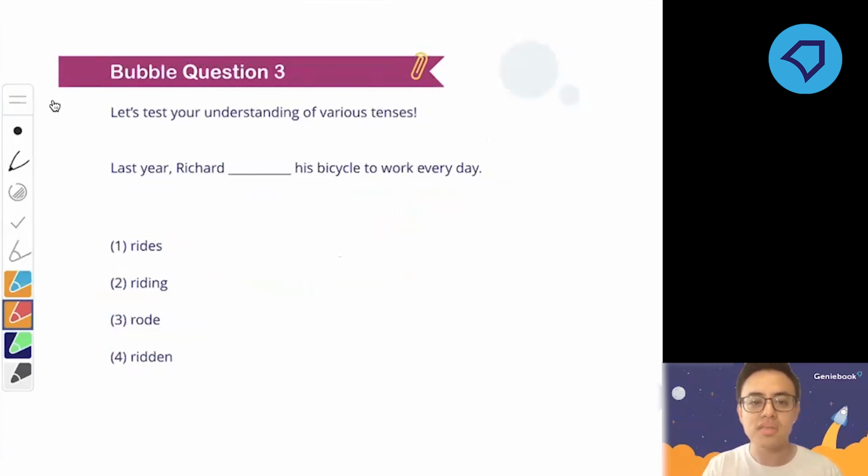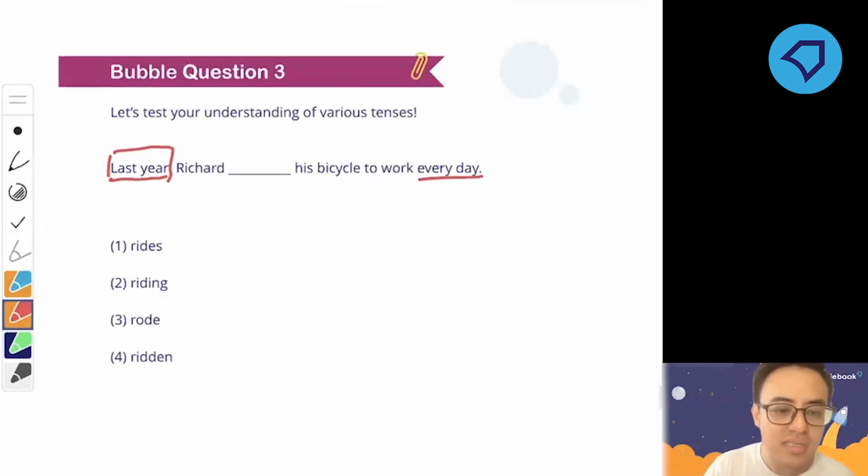Number 3 question, 1 minute. 3, 2, 1. 1 minute. Last year, Richard his bicycle to work every day. All of you saw the words every day, and you decided that every day should be the correct word. But you forgot about the words last year. So if something happened every day throughout last year, it is still in the past. Don't think of it as the present tense.